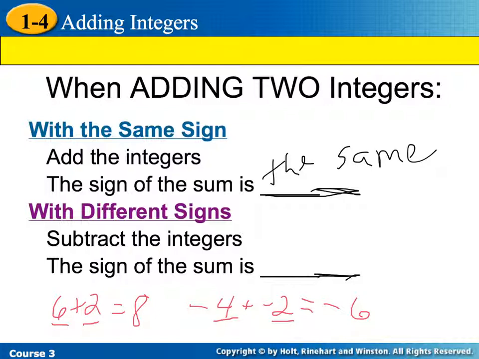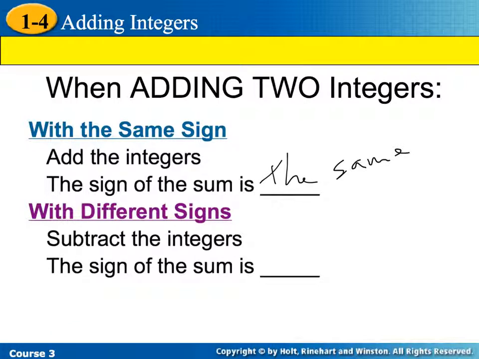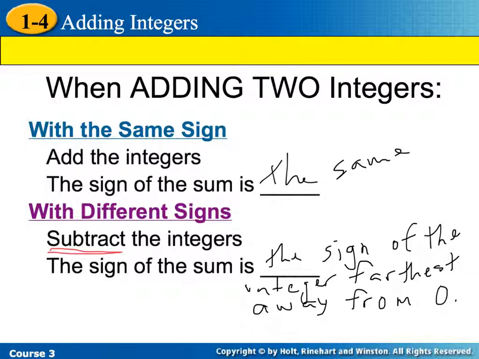Alright? At the bottom, it is a little different. With different signs, you're going to subtract the integers, and the sign of the sum is the sign of the integer farthest away from 0. Which means the sign of your answer is going to be the one of the integer farthest away from 0, the one with the greater absolute value.